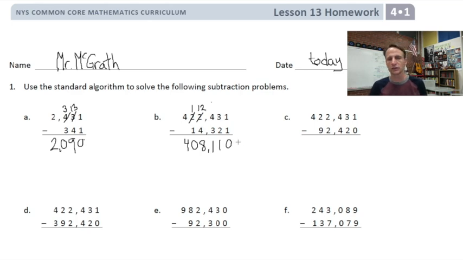So again, does the answer make sense? 422 minus 14, well, 22 minus 14 is 8, isn't it? Yes, so 408. So this answer makes sense, 408,000.